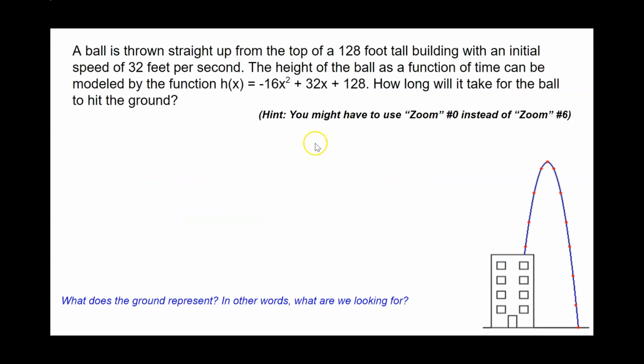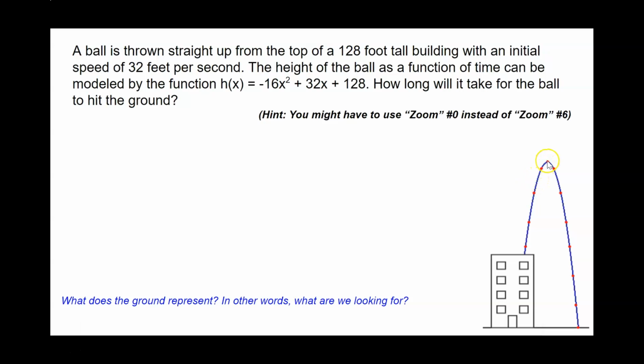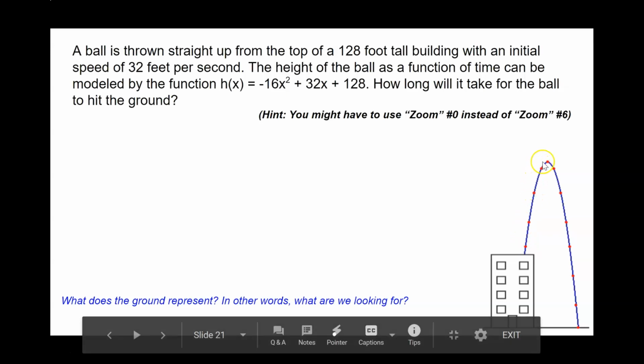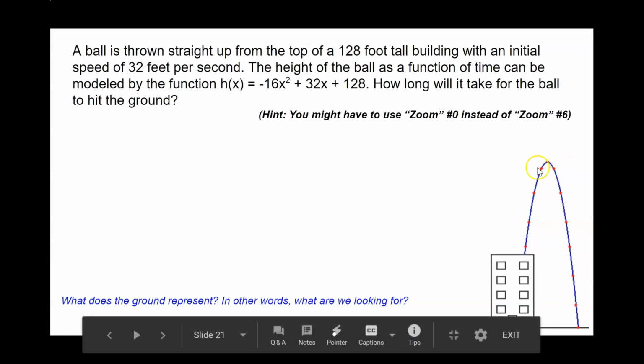So for this application here, what we're going to be focusing on is the vertex. The vertex is when you have a parabola and then you see a change in direction. That's what is called the vertex. So it's going up, up, up, up. It changes direction right at this peak and comes down. That's what is called the vertex.